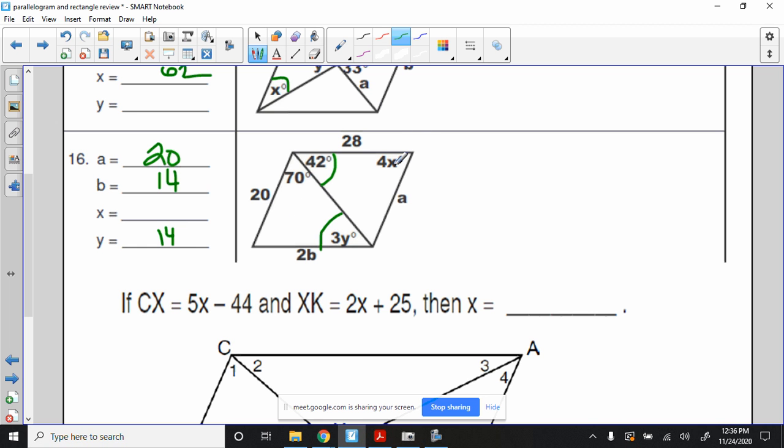So the X is pretty tough. So here's how I can show you how to do it. The X is the hardest part of this. Remember that you can use the triangles.